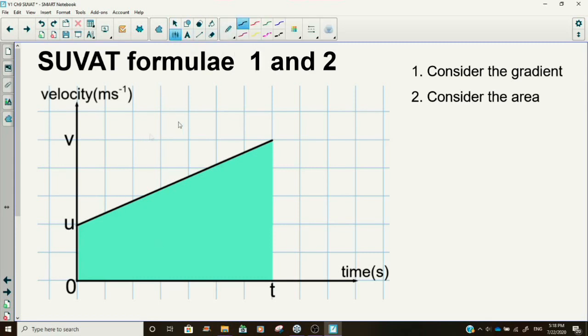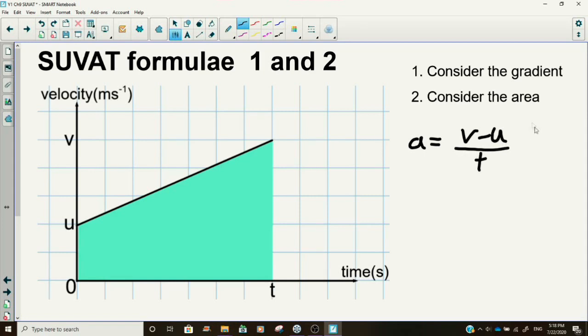So the gradient of the line, well, the gradient is the difference in the y values between these 2 points on the end of the line divided by the difference in the x values, or in this case it would just be the length t. So the gradient, which we know for a velocity time graph is the acceleration, is the change in the y values, so v minus u, over the difference in the x values, or in this case just t.